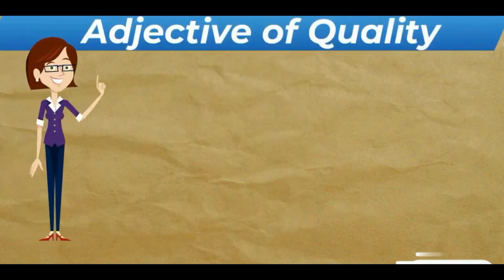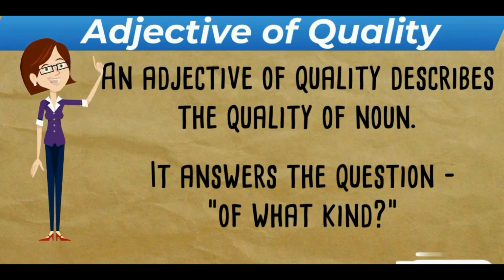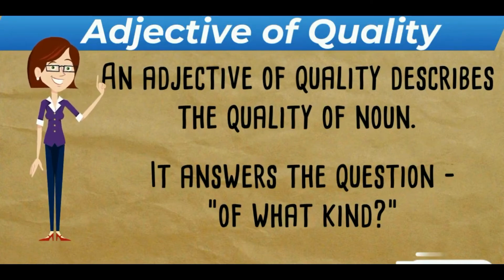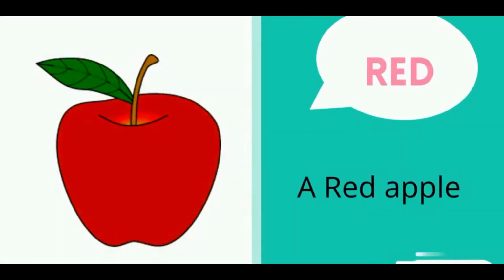Adjective of quality. An adjective of quality describes the quality of a noun. It answers the question, what kind? For example, Shreya is an intelligent girl. Intelligent is the adjective. A red apple. Red is the adjective.